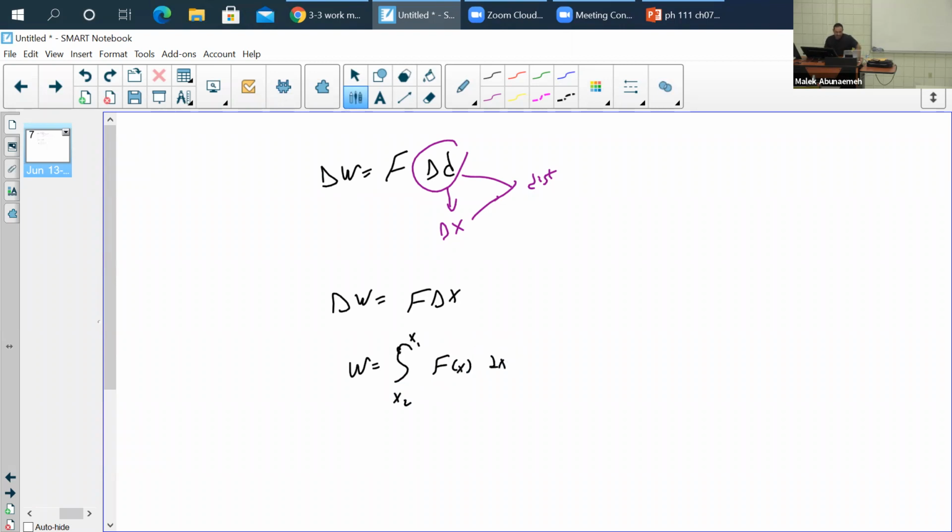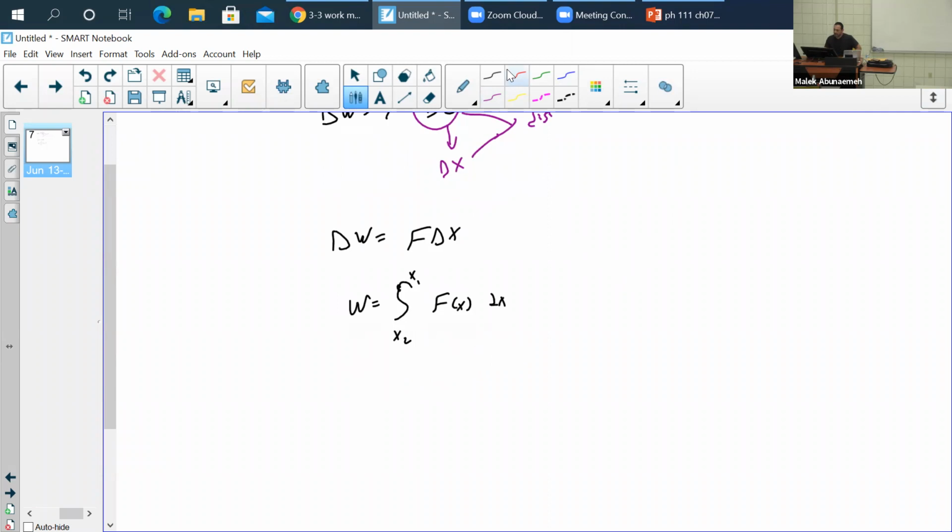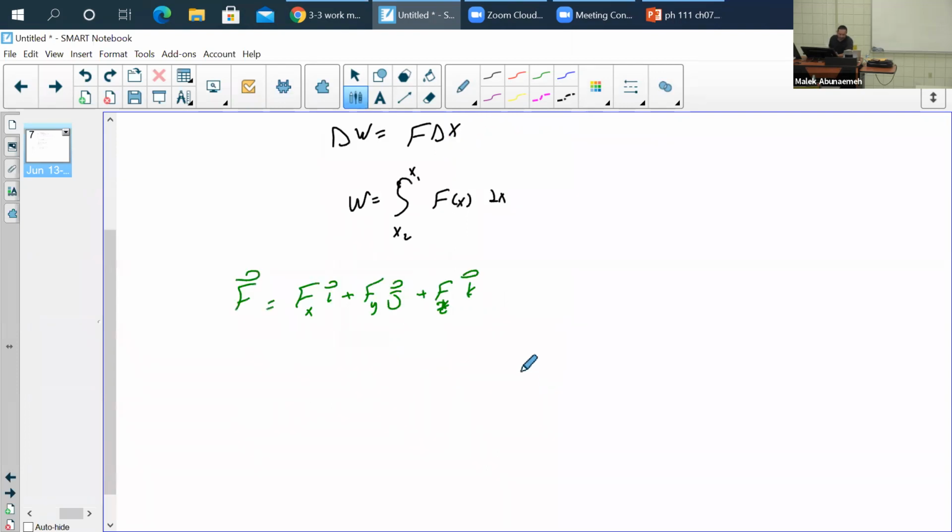Now, your vector F, which we defined I think in chapter 3, is going to be your force Fx in the i direction, plus Fy in the j direction, plus Fz in the k direction.